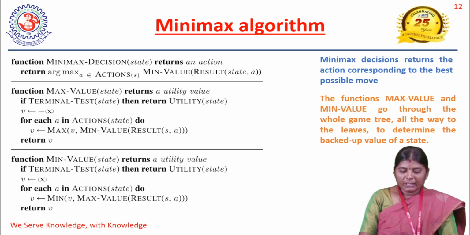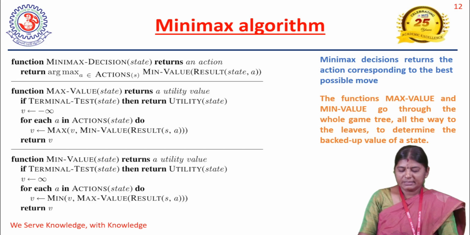Or else, initially, the minimax value of that particular node is assigned to infinity. Then for each action in that particular state, the minimum value is found and compared with the current value of that node, and that value is compared with the maximum of all its children. Likewise, if it is the max function, it works in the same way and returns the minimax value of that root node. This is the way the algorithm is implemented.